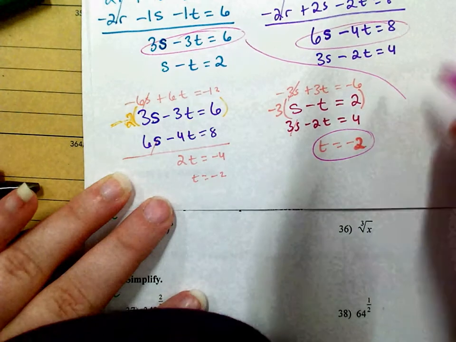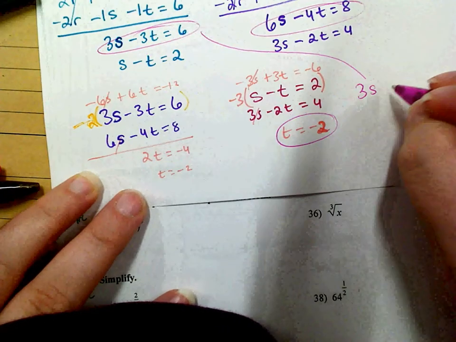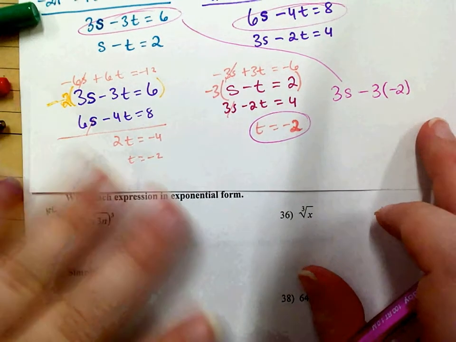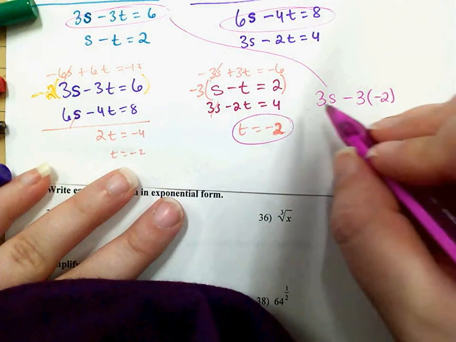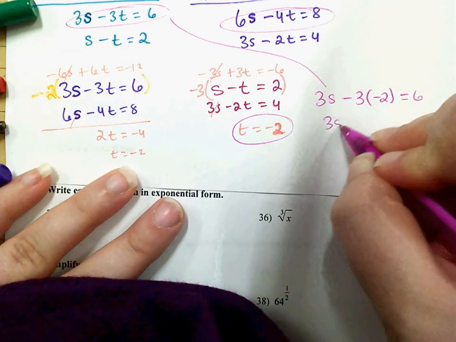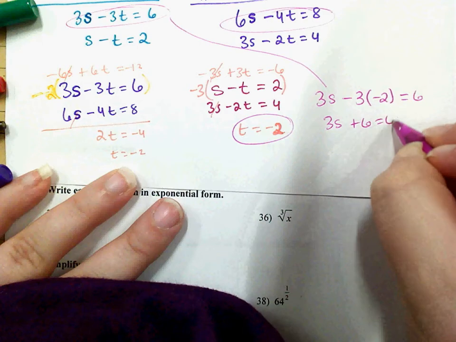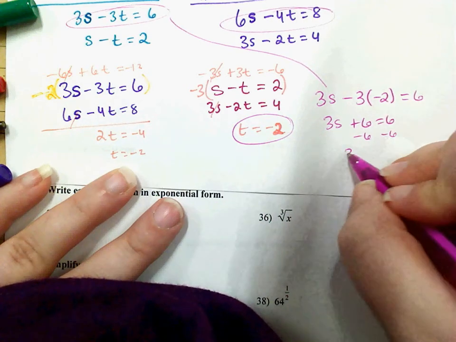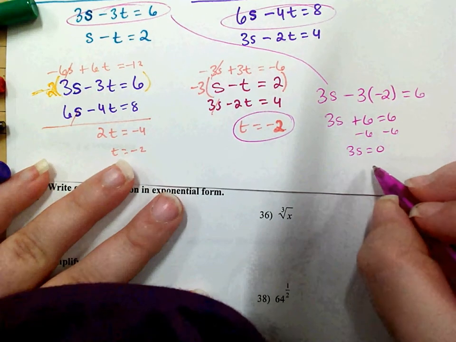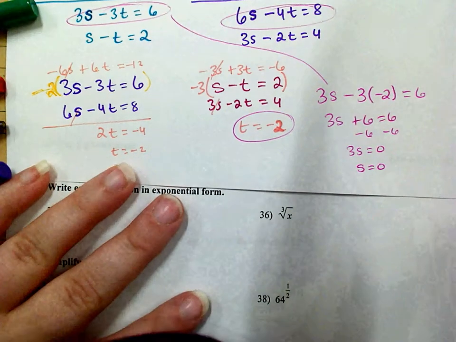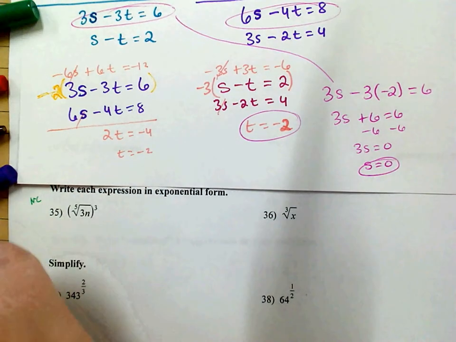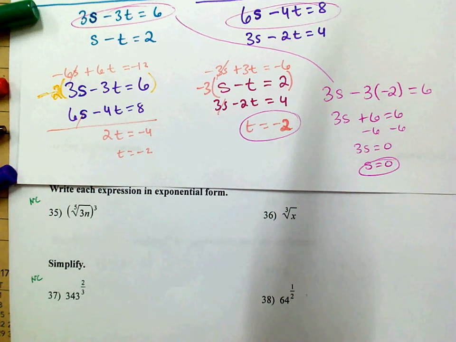3s minus 3t. And I hate s's. I will not put s's on your test, okay? So okay, s's everywhere. 3s minus 3 times negative 2 equals 6. So 3s plus 6 equals 6. If I subtract 6 over, what do I get? 0. If I divide by 3, I get still 0. Is it okay that s equals 0? Sure. 0 is a number too.